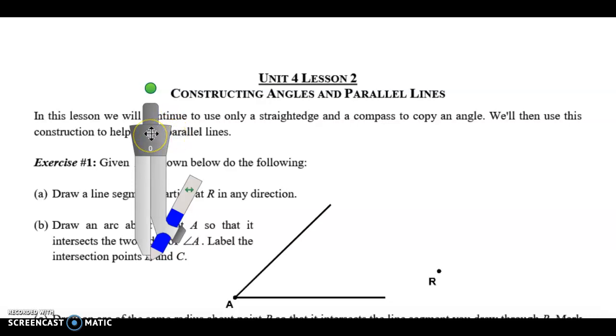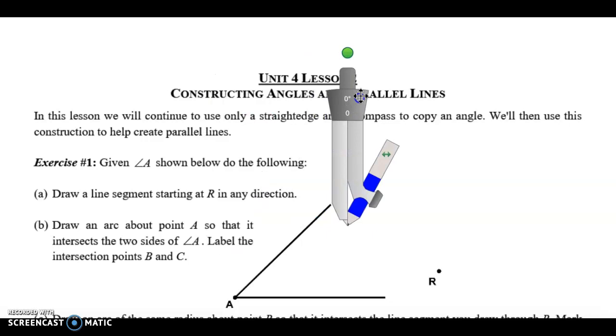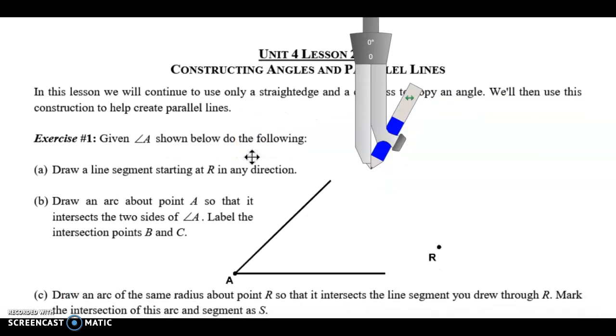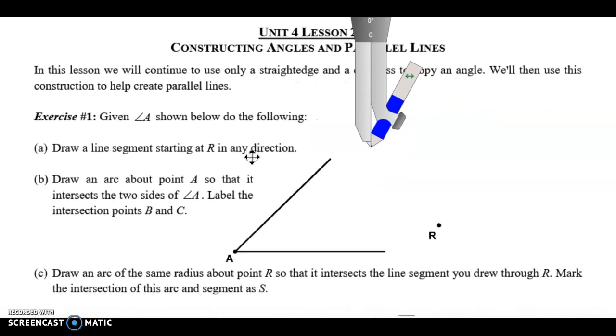But again, we're just using a compass, we're just using a straight edge, and I recommend using a pencil and doing this flat on a table or desk, not in a binder. So the first thing you're going to do is, given angle A, shown below, we're going to draw line segments starting at R in any direction. So we're going to take a straight edge and a pencil, and you're going to draw a line segment. That's basically what I'm doing in this construction, although it didn't say it. I'm going to copy angle A at angle R.